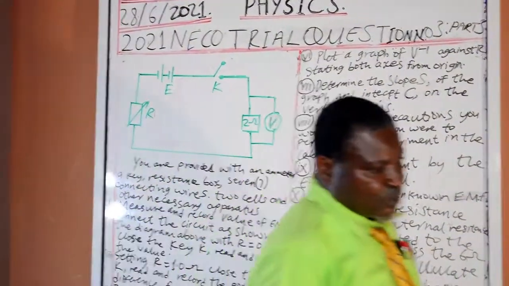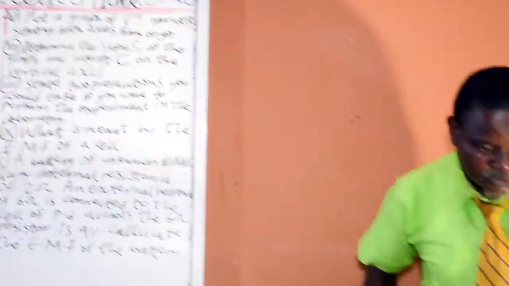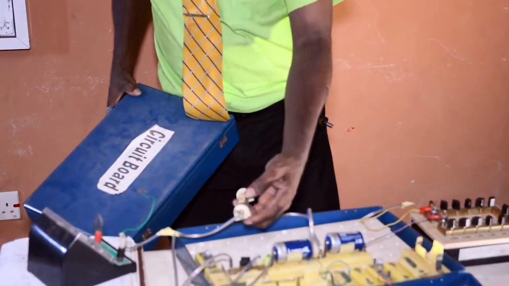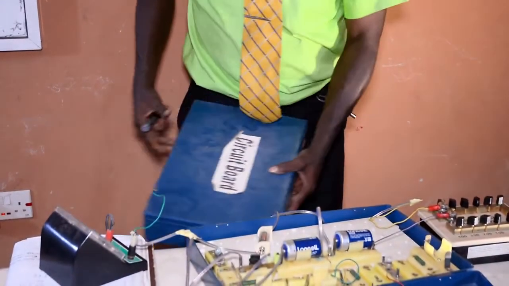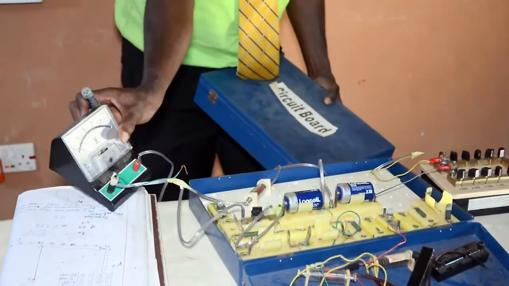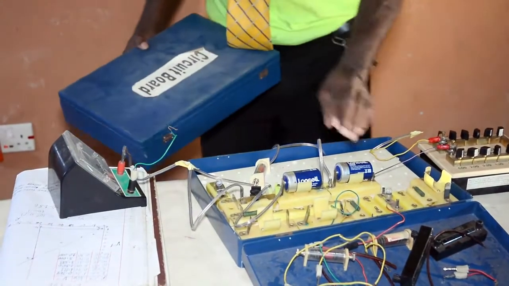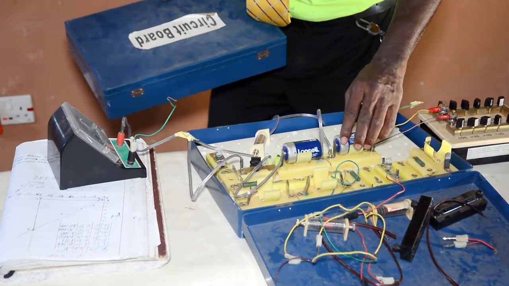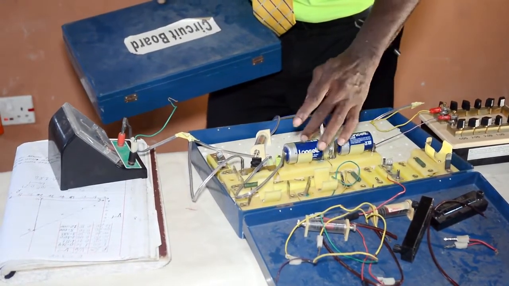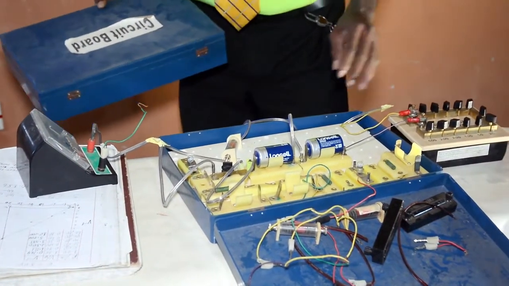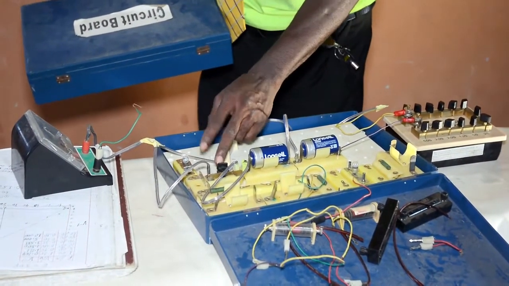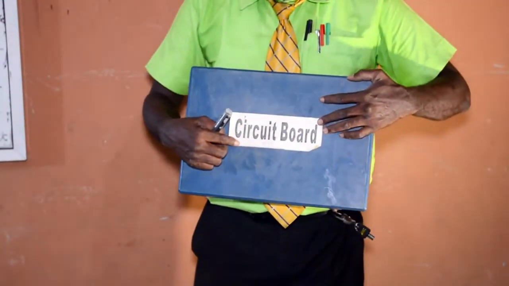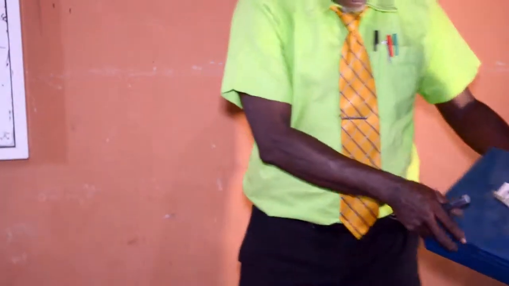This is the resistance box. This is a 2 ohm resistor. This is the voltmeter. This is 1 cell. When the cells are 2 or more, we call it a battery. This is the key. Everything is available inside the circuit board.